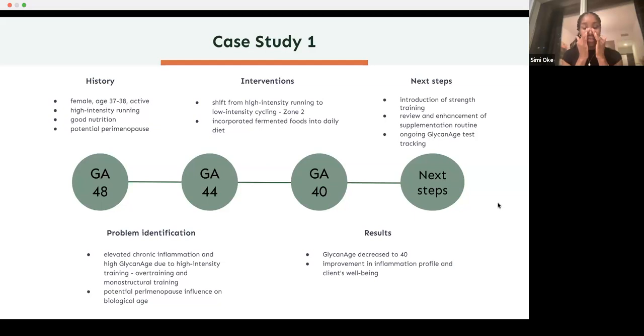As I mentioned, I think case studies are probably one of the best ways to learn and understand. So I'm going to take you through a couple of case studies to demonstrate how some of our partners have used GlycanAge in the past to their advantage to help their clients.